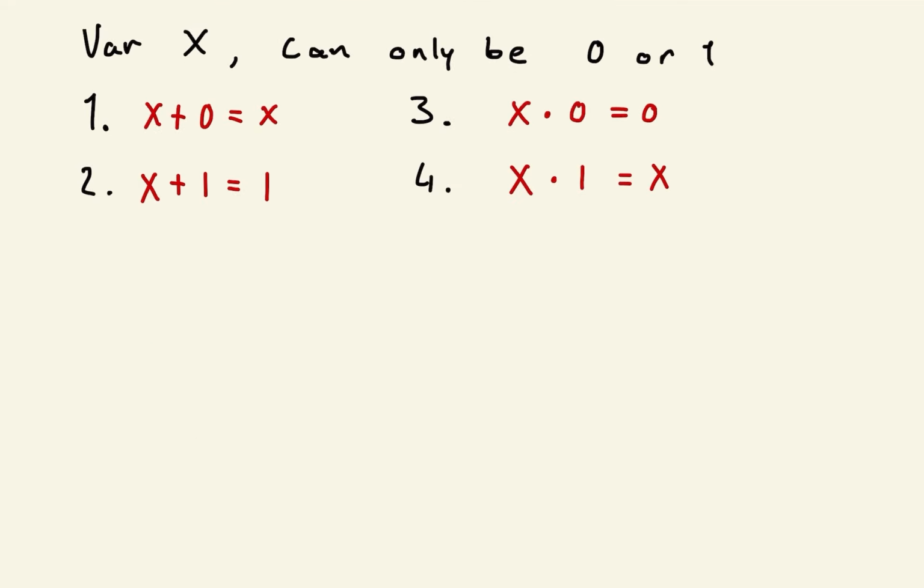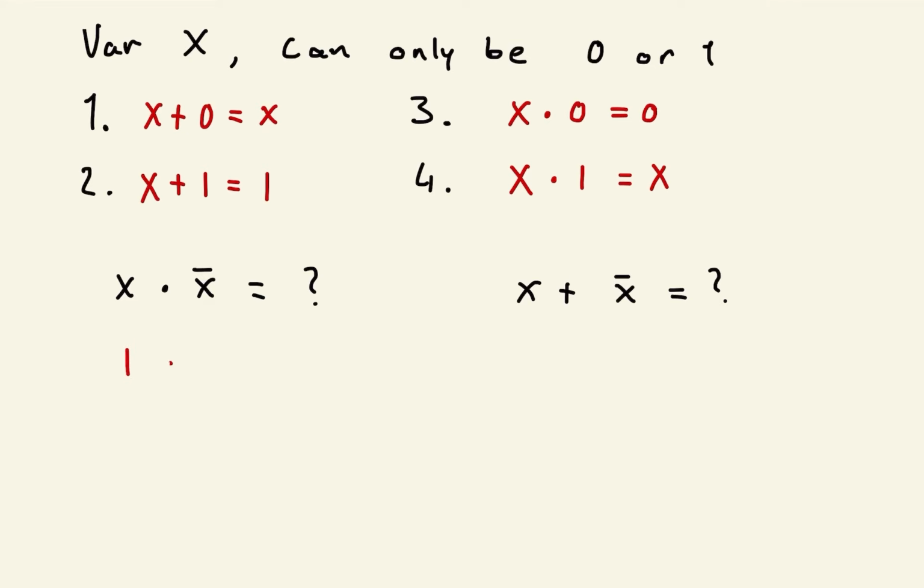Alright, now that we have 4 rules down, I'd like to examine something slightly different. Let's examine x times x complement and x plus x complement. These are different in that a complement is just the opposite of what x would be. So if x is 1, x complement would be 0.